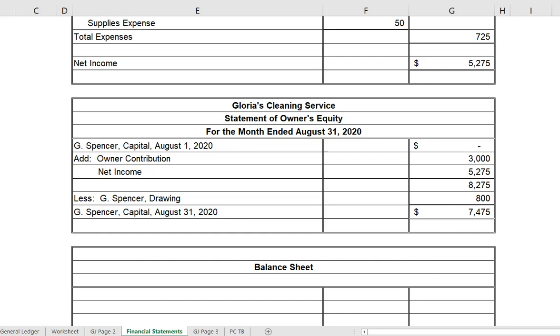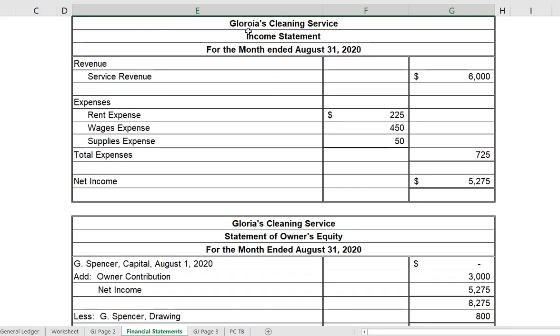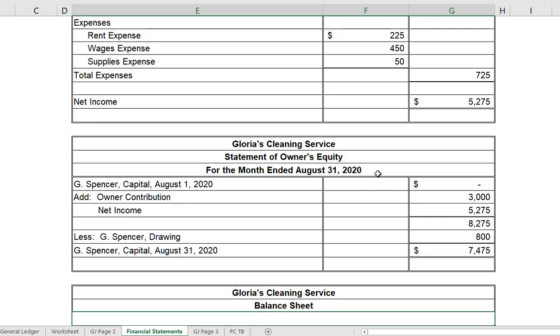Okay, so now we can move on to doing our balance sheet. So once again, we have to type in the name of our company, and just something to note. The income statement and the statement of owner's equity are always for the same period of time, and they are for periods of time. So that net income we earned is for the month of August. This owner's equity statement is for the month of August.